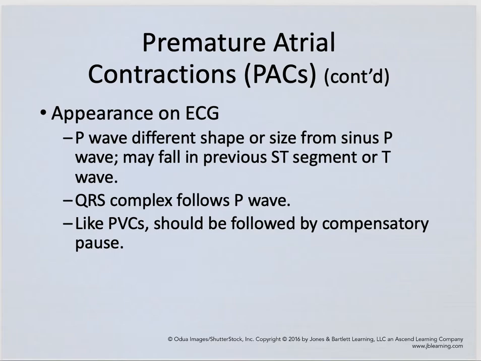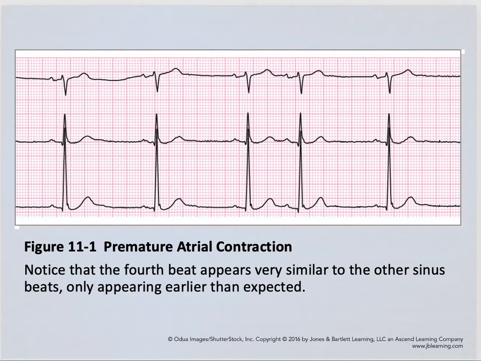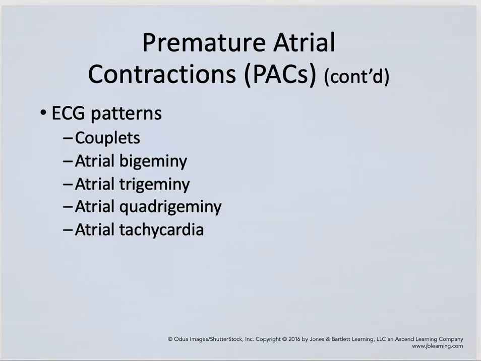After the P wave, you'll see a QRS that follows. Like PVCs, it usually has a little compensatory pause before it goes back into the SA node. So here's an example of what a PAC looks like. We have the sinus node firing, and then we have this early arising beat, which we know as that PAC. PACs can occur in different patterns, such as couplets, bigeminy, trigeminy, quadgeminy, and tachycardia. You've seen these words before. It's simply the pattern in which they're occurring.